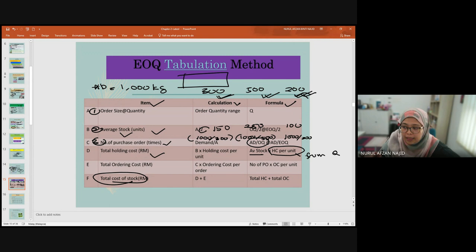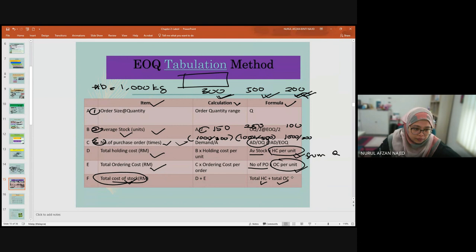Next, kita ada total ordering cost. What are the formula for total ordering cost? Number of purchase order, yang C ni, darabkan dengan OC per unit, order cost per unit. Katakan number of purchase order dapat 35. 35 darab katakan ordering cost RM3. So 35 darab 3 dapat berapa ringgit? Okay. So at the end of the day you akan dapat cost of stock. So how to calculate the cost of stock? Total holding tambah total ordering. Nah, this one tambahkan dengan this one. You akan dapat total cost of stock.